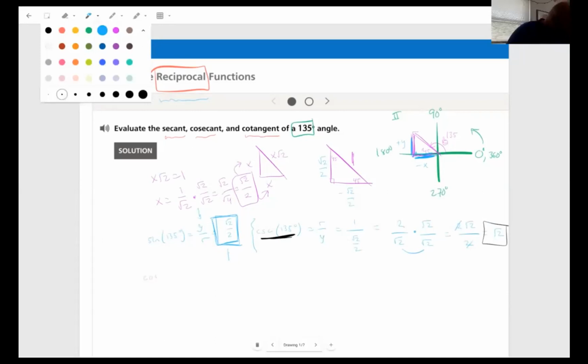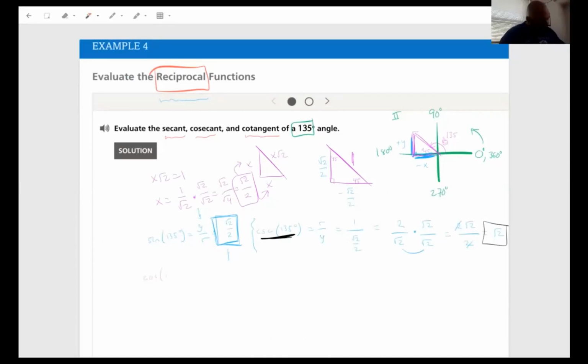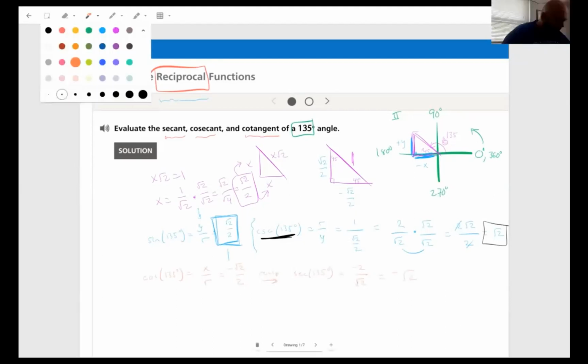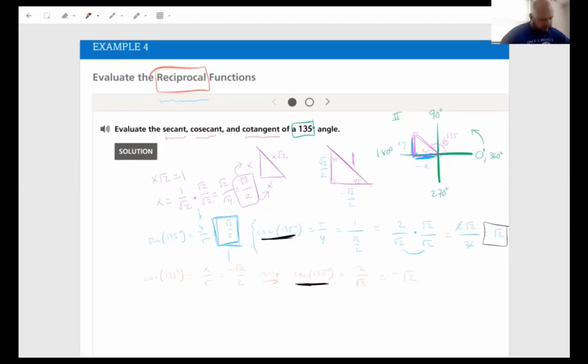My mistake. Cosine of 135 degrees now. Now we get to x over r. So now this one is going to be negative root 2 over 2. And if you do the reciprocal, you'll have the secant of 135, which is going to be negative 2 over square root 2, which simplifies to negative square root 2. So secant 135 is negative square root 2.